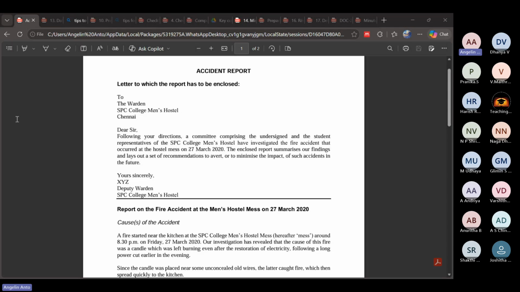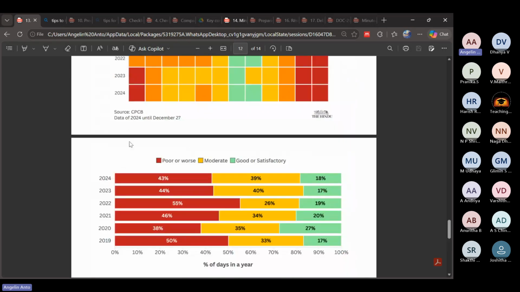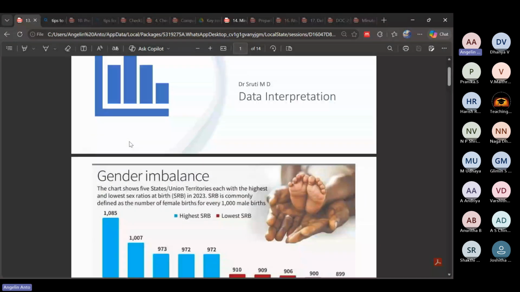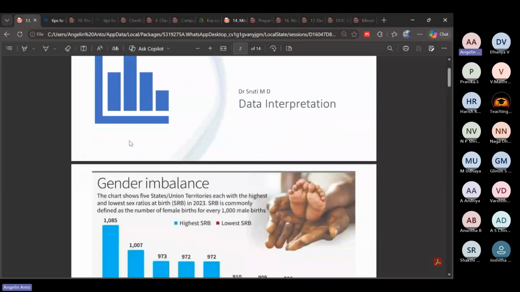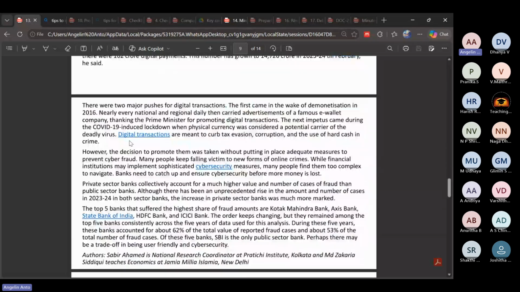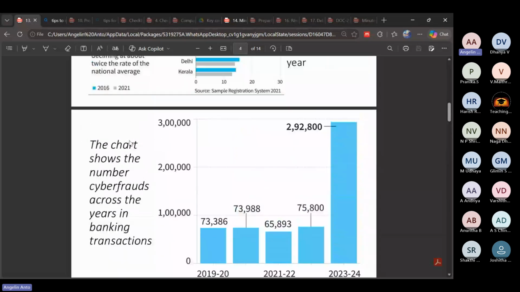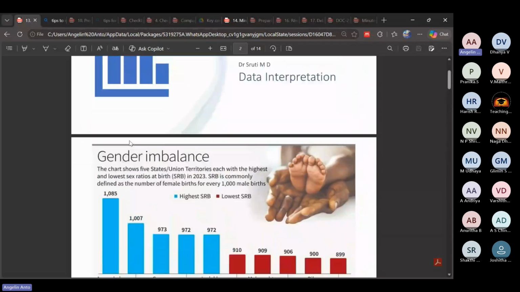Next, what do we have? We have interpretation of charts and graphs next. So this is essentially data interpretation. This is a big topic, but essentially you'll either be asked descriptive questions or MCQs, or maybe even to write a small paragraph.